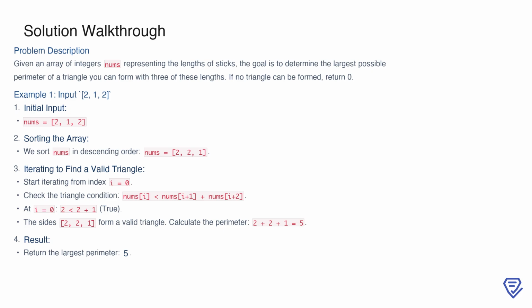For this case, at index 0, we have 2 < 2 + 1, which is true, so these 3 sides, 2, 2, 1, can form a valid triangle. The perimeter of this triangle is 2 + 2 + 1 = 5, and that's our result for this example.